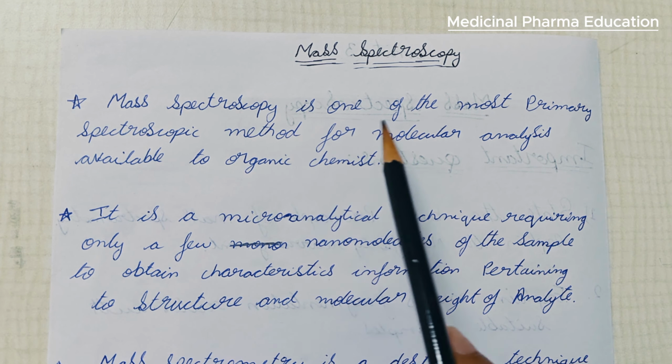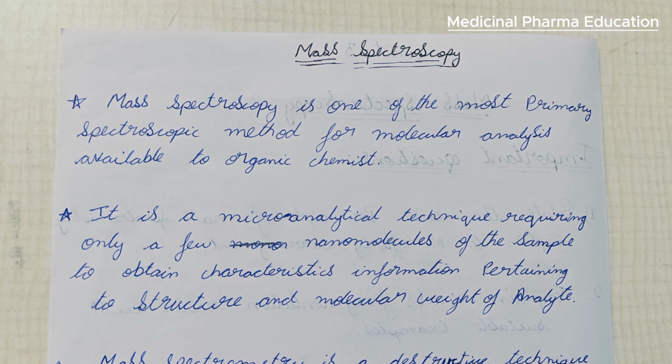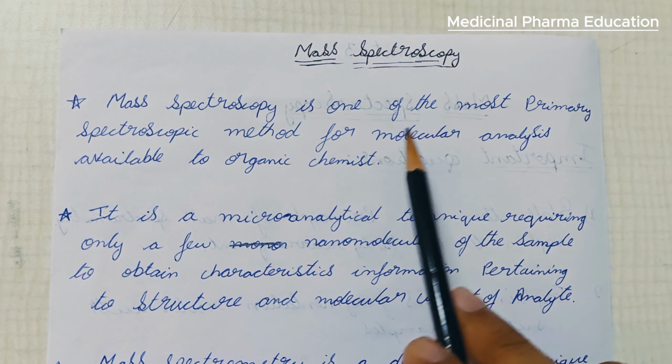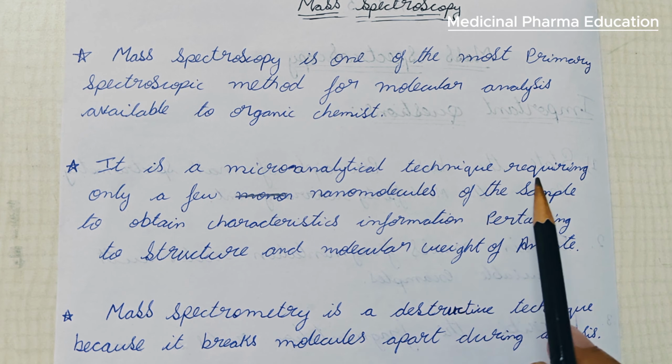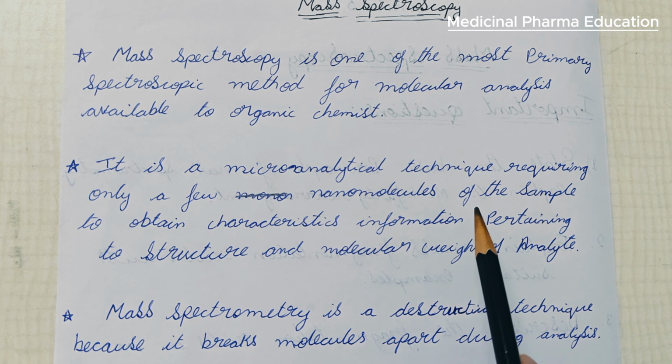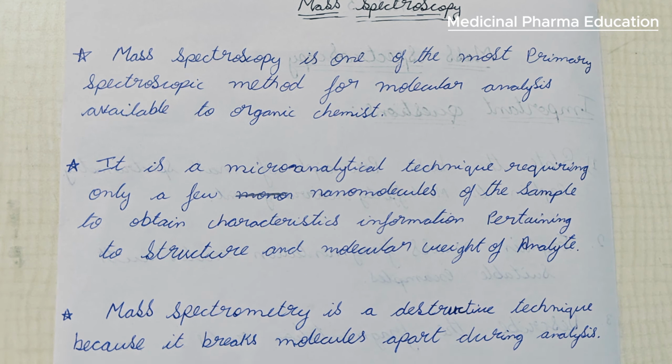Mass spectroscopy is one of the most primary spectroscopic methods for molecular analysis available to the organic chemist. Here, mass spectroscopy is one of the most important or primary methods for molecular analysis. It is a microanalytical technique requiring only a few nanomolecules of a sample to obtain characteristic information pertaining to structure and molecular weight of the analyte. Here, it requires only nanomolecules, meaning a very small quantity to analyze the sample. So it is called a microanalytical technique.